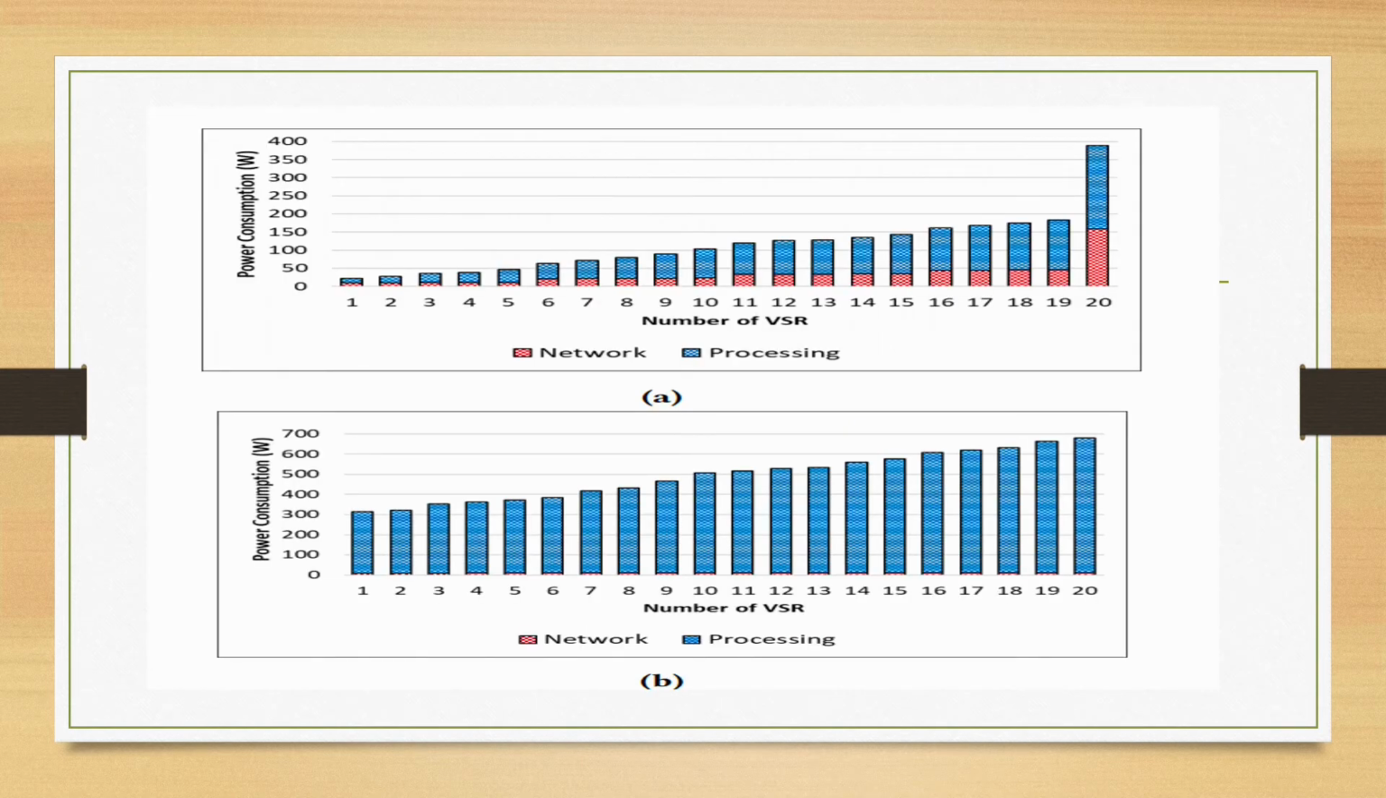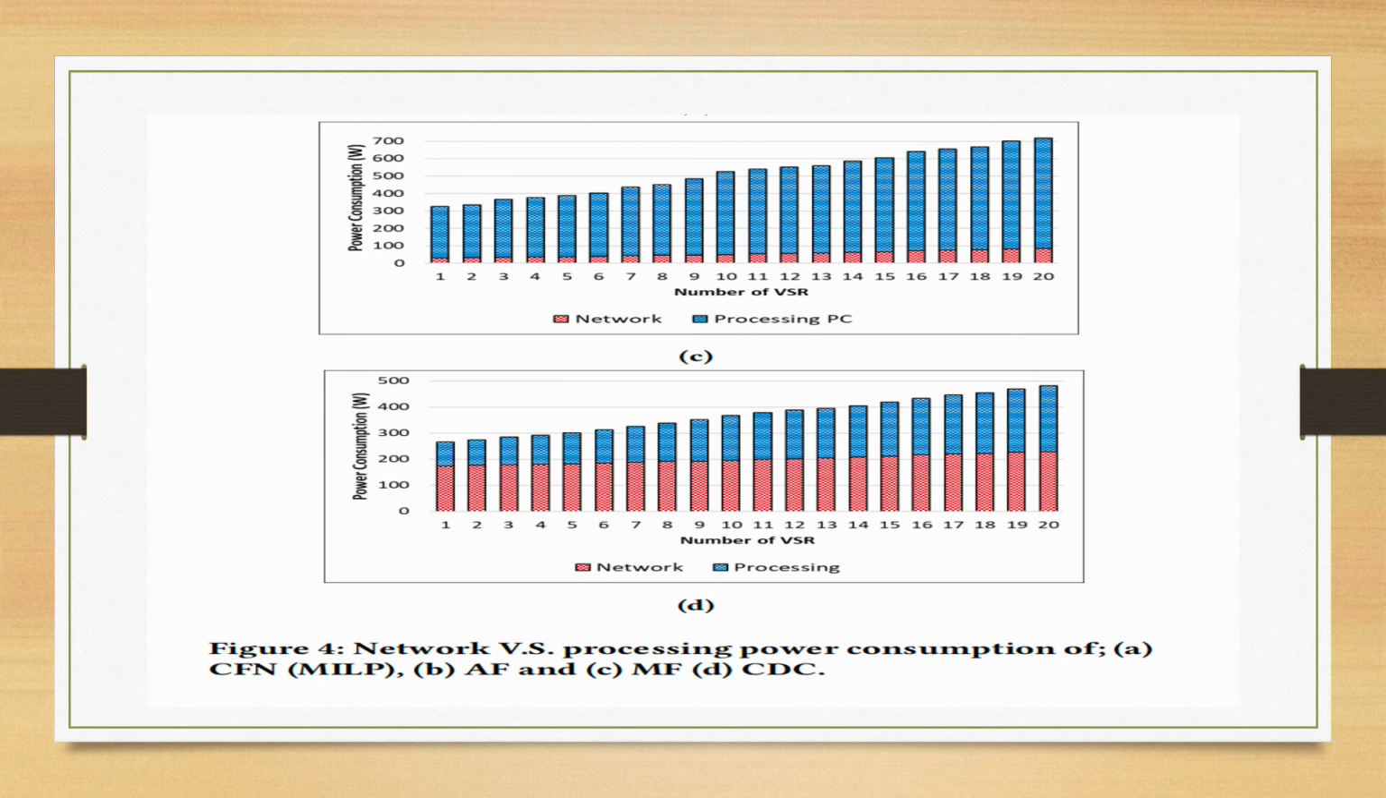The first bar chart represents the mixed integer linear programming one, and the second one is access fog, as we have seen previously in the graph. So it's a clear representation of the power consumption and the number of virtual service requests used. The third one is metro fog, and the last one is data center.